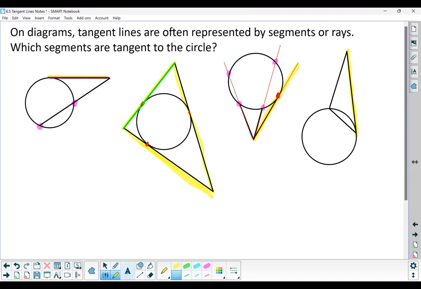All right, our last diagram over at this side, we do have just one tangent. It's this one. The other one you can see would intersect the circle in 2 spots if we extended it. So this one would not be a tangent. And definitely the one inside is just a chord.